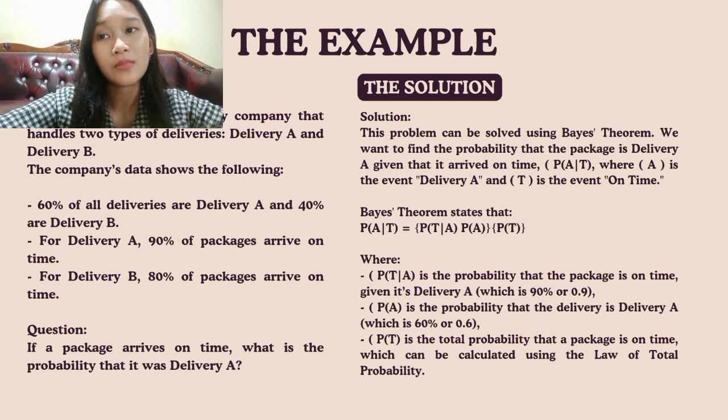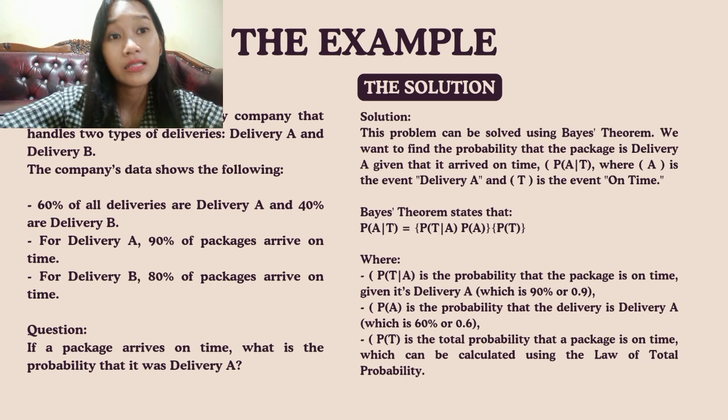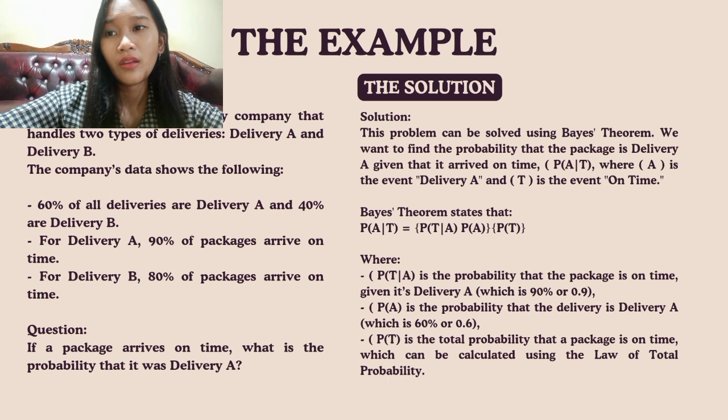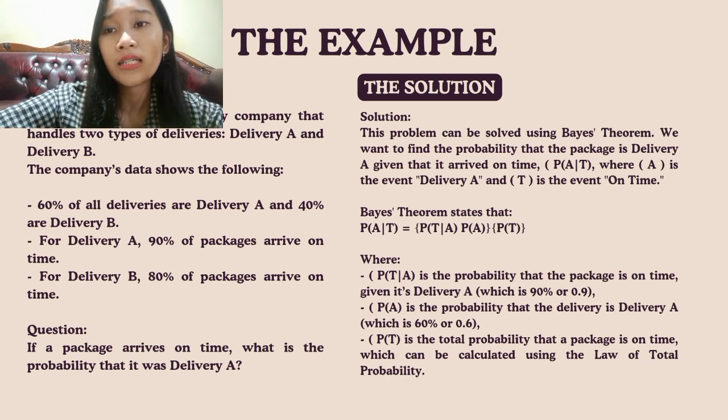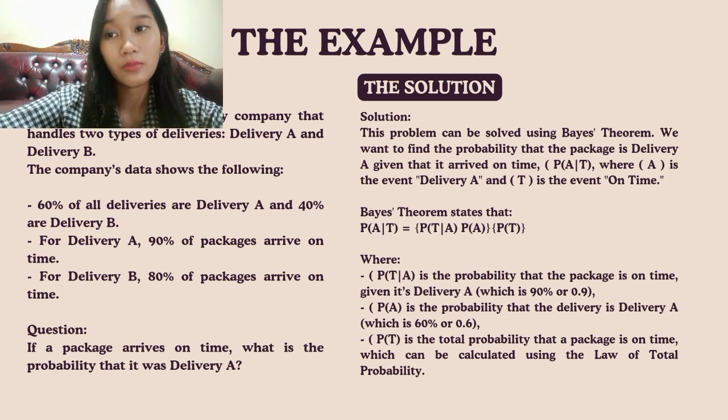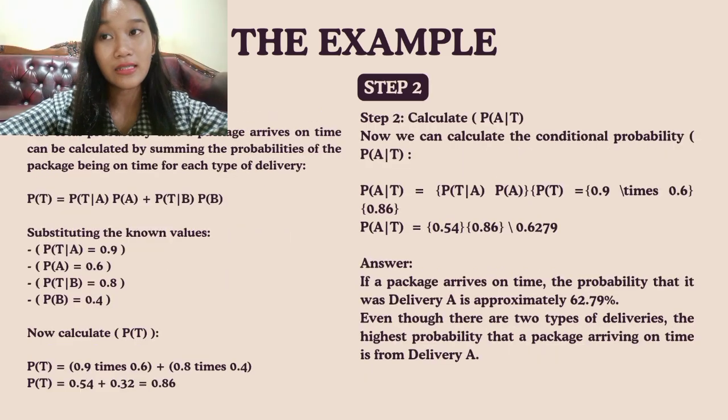Bayes' theorem states that P(A|T) = P(T|A) × P(A) / P(T), where P(T|A) is the probability that the package is on time given it's delivery A, which is 90% or 0.9. P(A) is the probability that the delivery is delivery A, which is 60%. P(T) is the total probability that a package is on time, which can be calculated using the law of total probability.